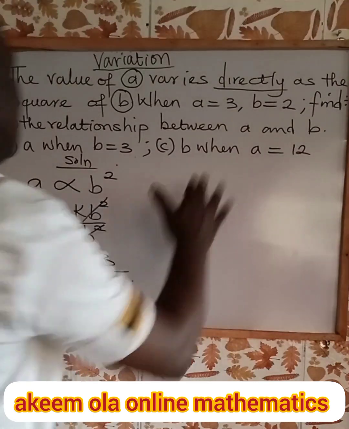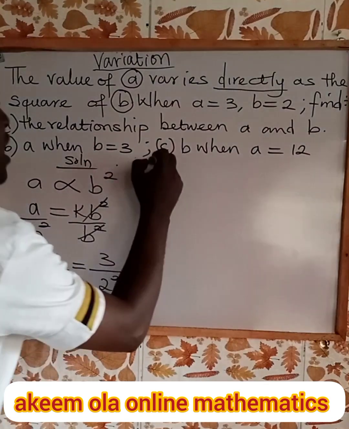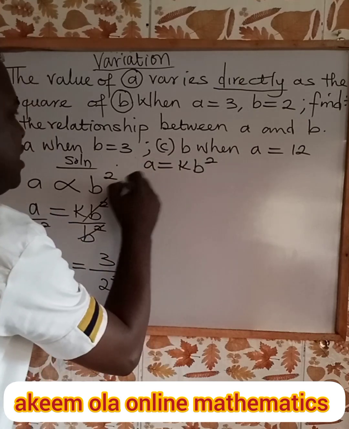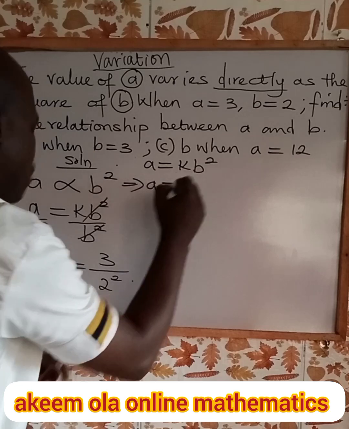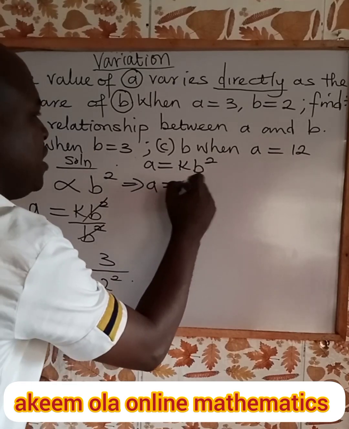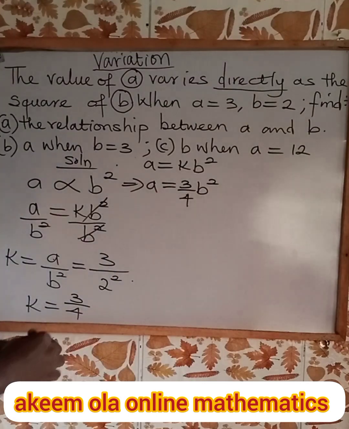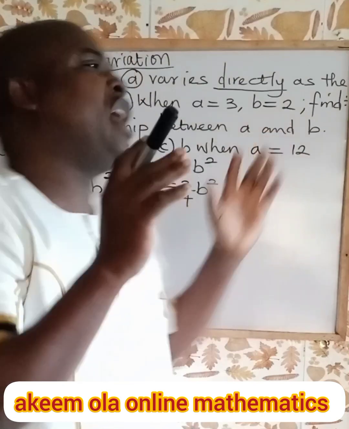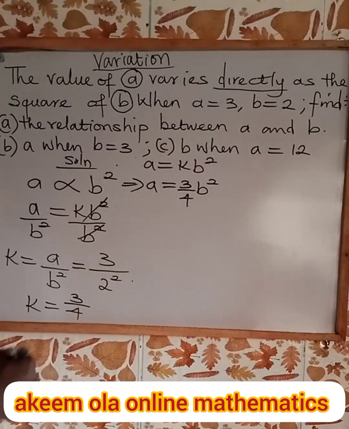Then we can substitute that into this equation, a is equal to k b squared. This now implies that the relationship between a and b will be, with the value of k being 3/4, a equals 3 all over 4 times b squared. This is the relationship between a and b, and we are done with the first part of the question. That is the a part of the question.